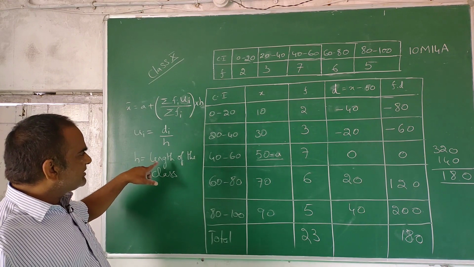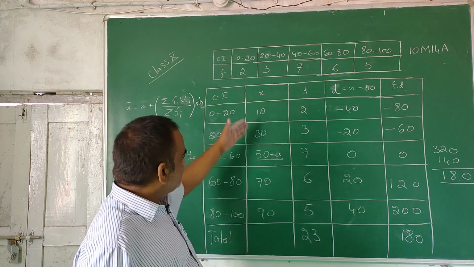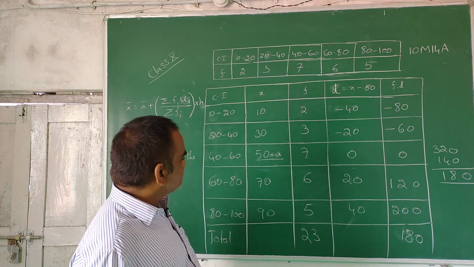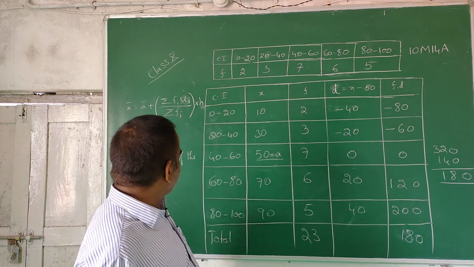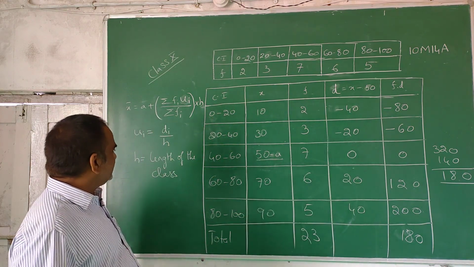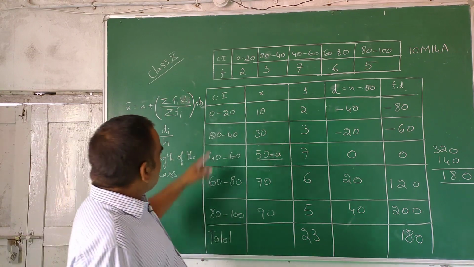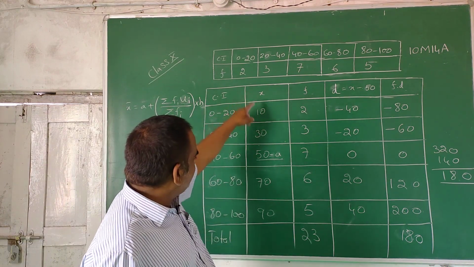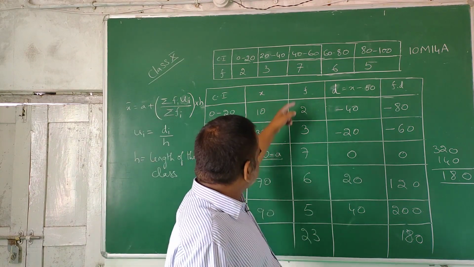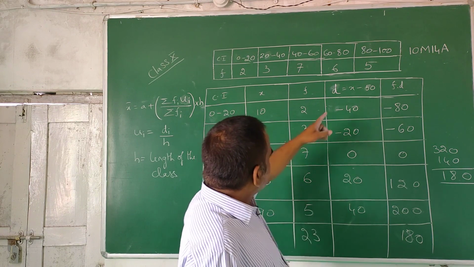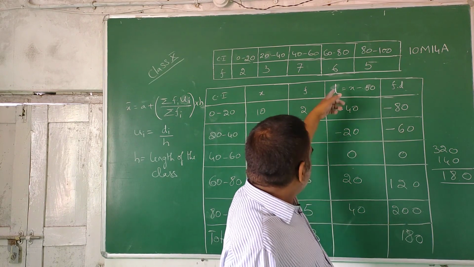How do you get the length of the class? The common difference of the class marks. The common difference of the class marks is 20 here. So h is 20 for this question. Now the class intervals remain the same, x remains the same. Of course, I am taking the same A, f remains the same. And d also remains the same, because I took the same A.